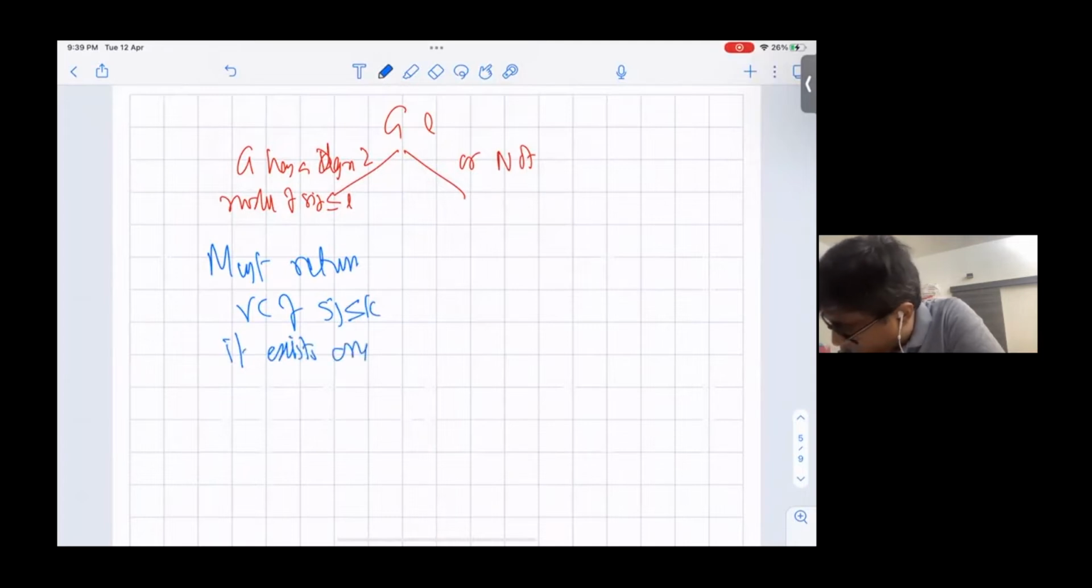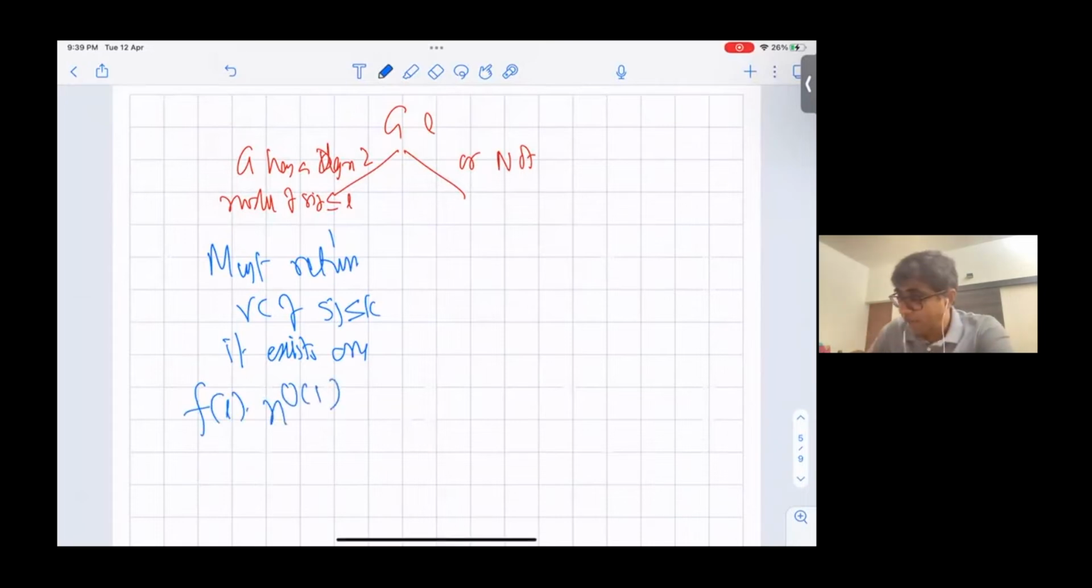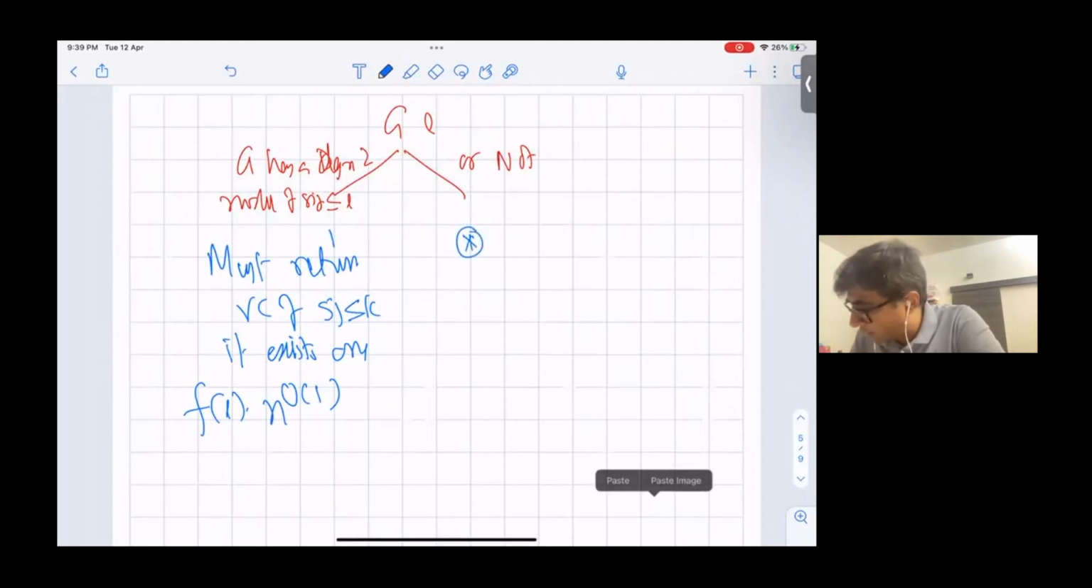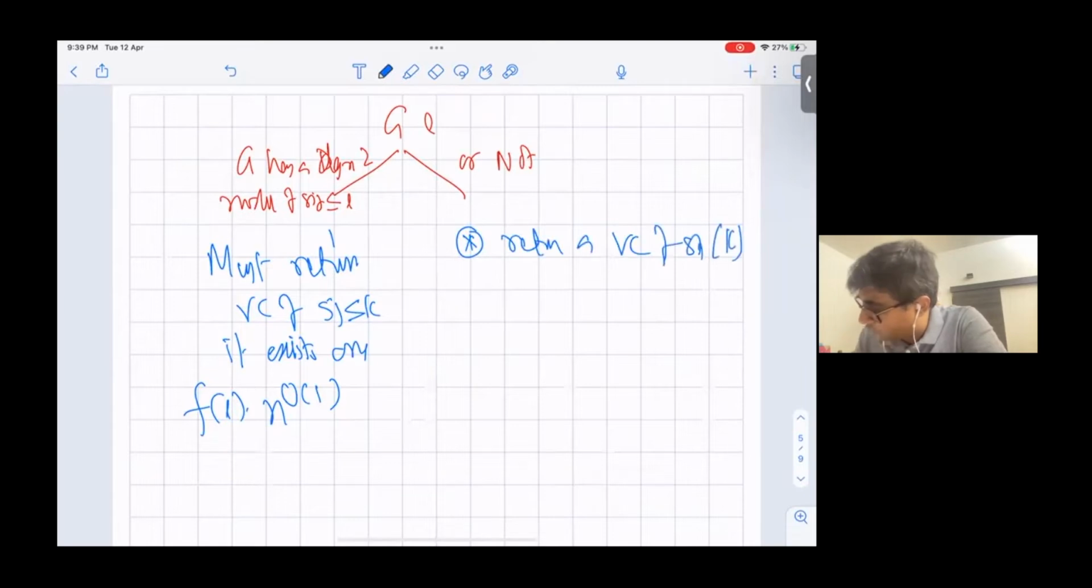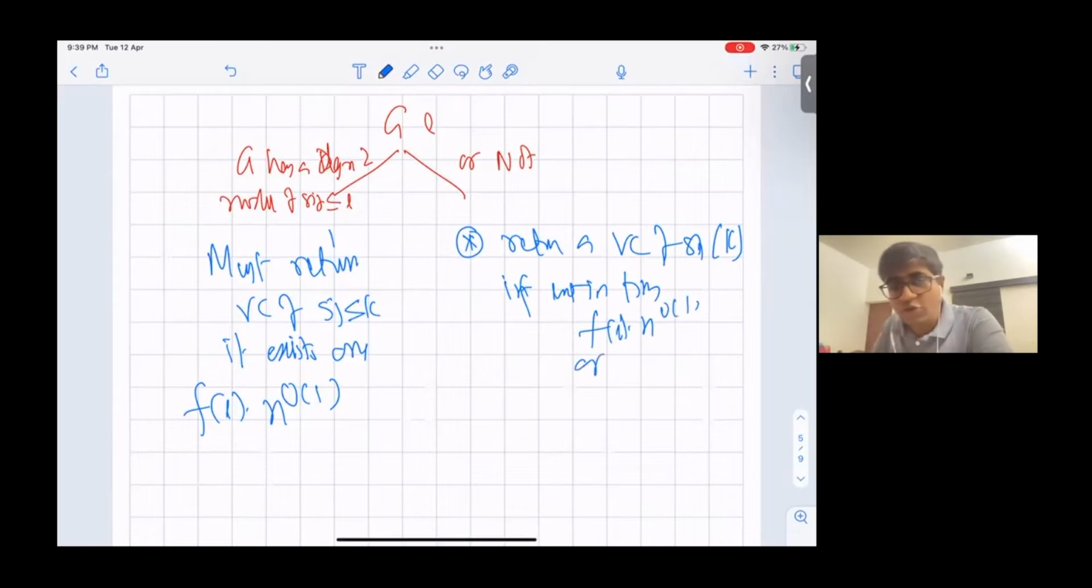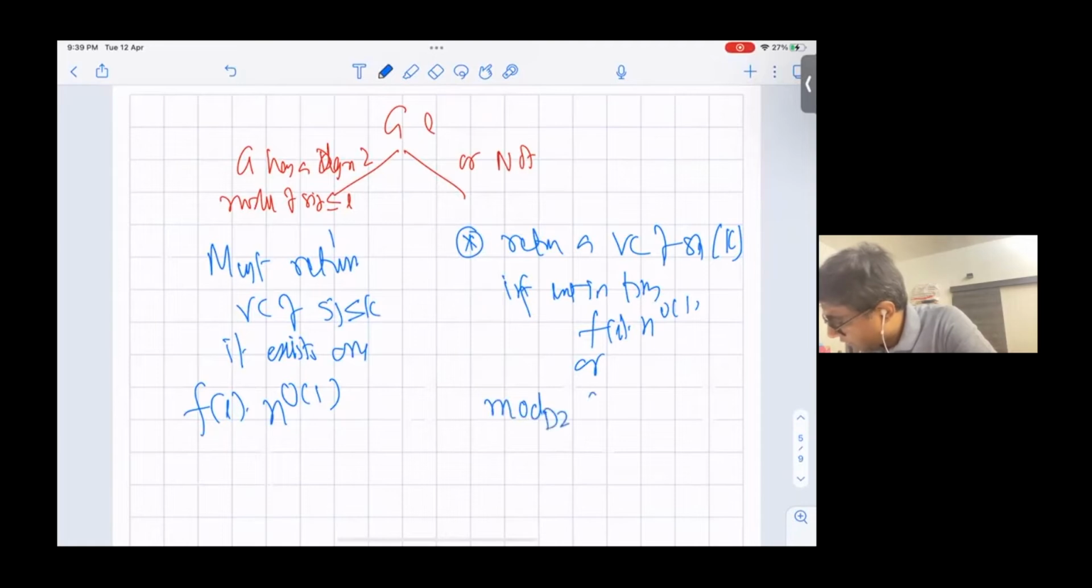And what is the running time of this? In this case, you can return a VC of size at most K, if it exists, in time f of L times n to the power big O of 1. Or you can also say that the modulator of G is more than L. Okay. Is this fine?